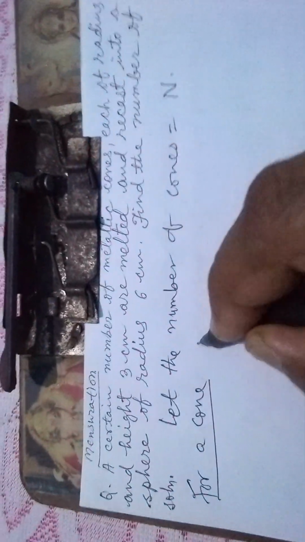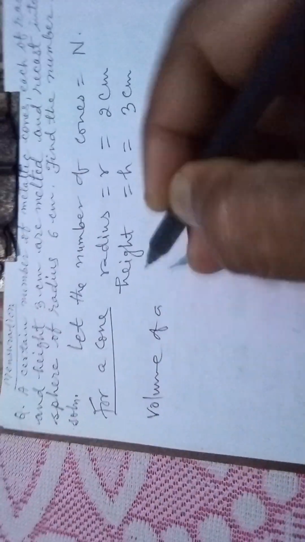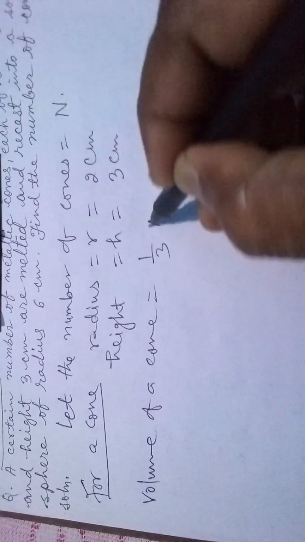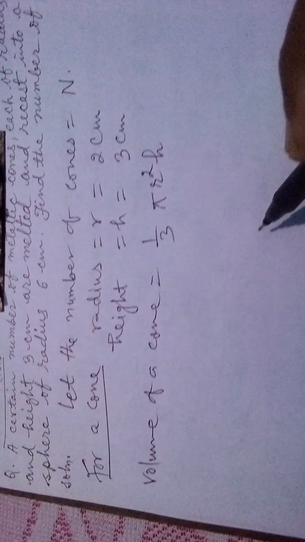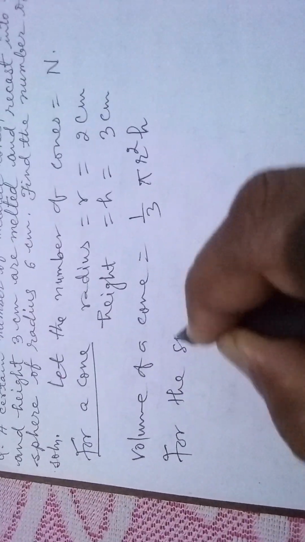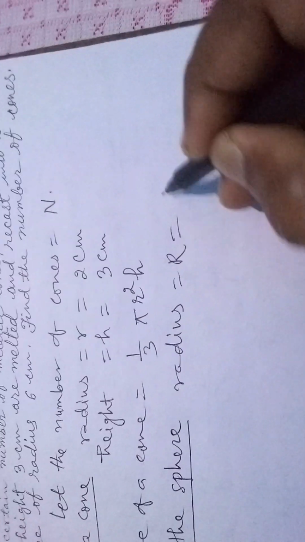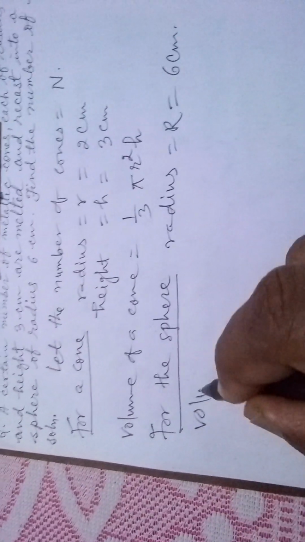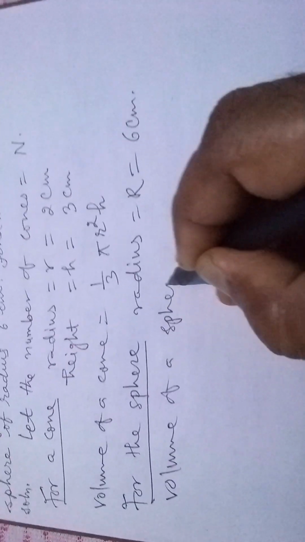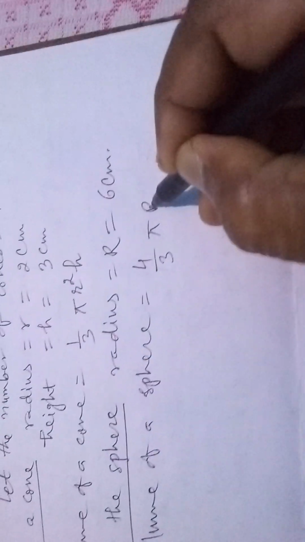Okay, now for a cone, what information is given? Radius, that is small r, is equal to 2 cm. Height, small h, that is 3 cm. Now, volume of a cone is equal to 1 by 3 pi r square h. Now, for the sphere, radius is equal to capital R, that is equal to 6 cm, and volume of a sphere is equal to 4 by 3 pi R cubed.